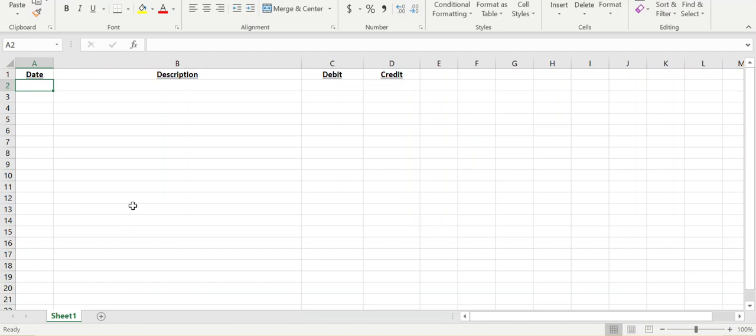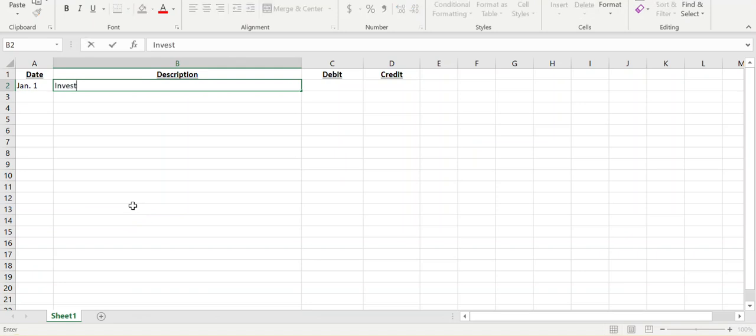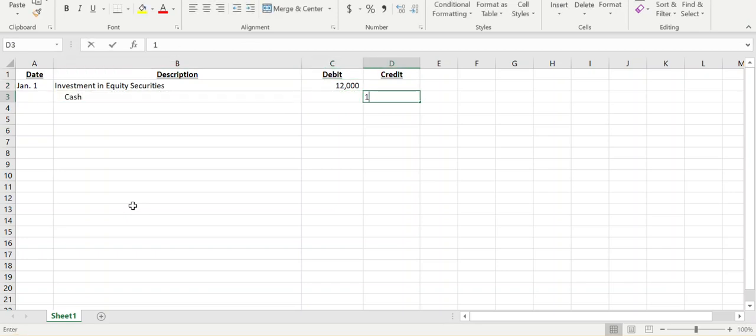When we're talking about equity securities, that means we're buying shares of stock in another business, different than when we're the bond holder. So our investment in our equity securities is going to increase by how much we've paid for it. They told us we've paid $12,000, and we are going to credit our cash for that $12,000.